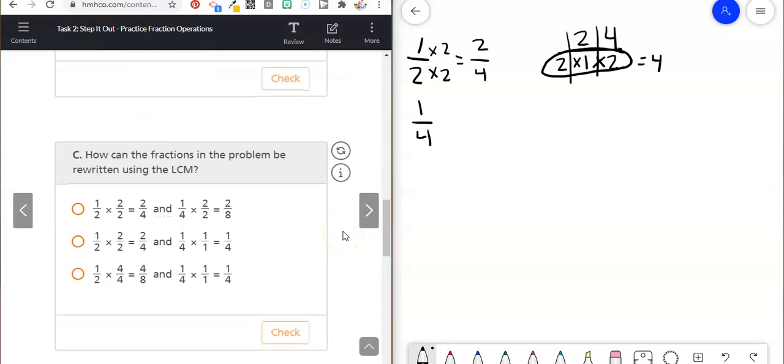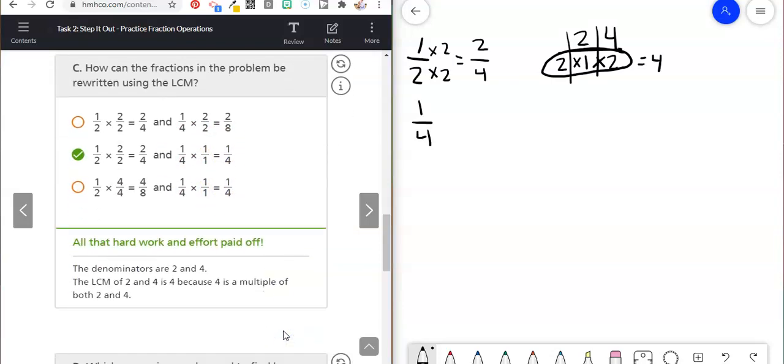How can you use the fractions of the problem? By rewriting. So one of them I already have done for you is 1/2, and then we have times 2 and times 2, and we get 2/4. So that leaves the top 2 for us. And then the other one, we don't need to multiply 1/4 by anything. So this middle one representing multiply by 1, where we still get 1/4, is going to be our answer. So the denominators are 2 and 4. The LCM of 2 and 4 is 4 because 4 is a multiple of both 2 and 4.